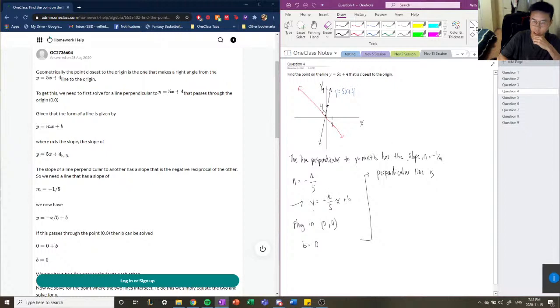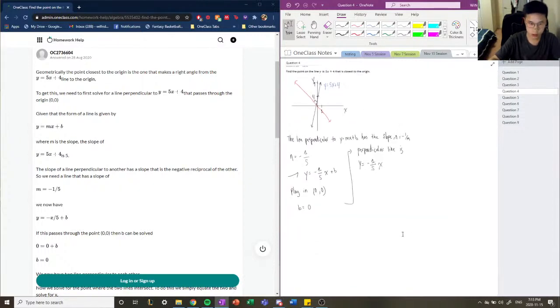Okay, sorry about that. I had some internet issues. So the perpendicular line is going to be of the equation y equals negative 1 over 5x. Okay, so the final piece of the puzzle is to set these two lines equal to each other to find our point of intersection. So let's name this 2, and let's name this, I guess, 1 over here.